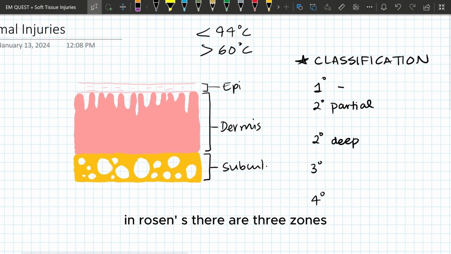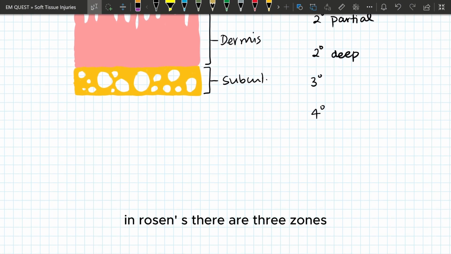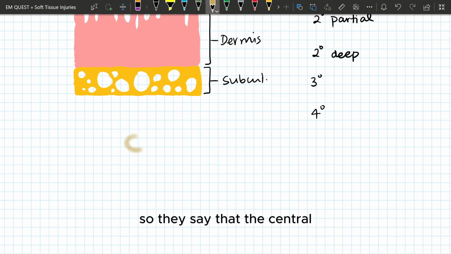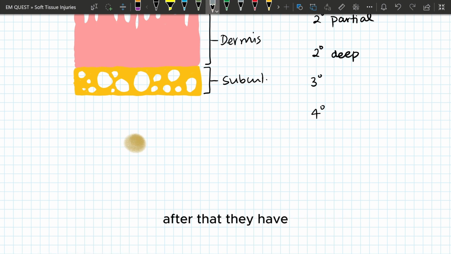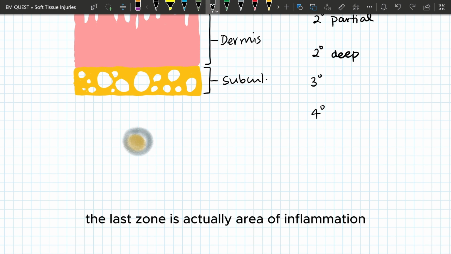In Rosen's, there are three zones of burns that are described. They say that the central zone is the area of irreversible necrosis. After that, they have an area of stasis. And finally, the last zone is the area of inflammation.